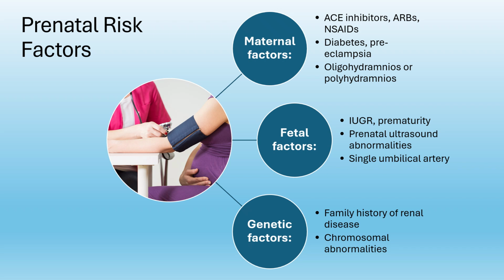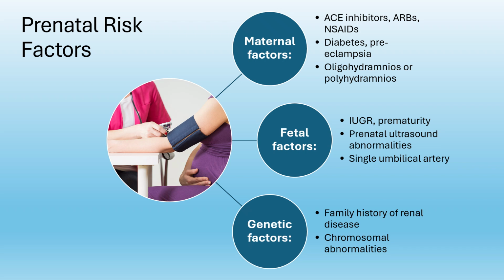Fetal factors compound these risks. IUGR represents chronic placental insufficiency, limiting nutrients and oxygen during critical developmental windows. These babies have fewer, smaller nephrons, a deficit that persists lifelong. Prematurity interrupts nephrogenesis before completion. A 26-week infant misses 10 weeks of kidney development, starting life with perhaps 60% of normal nephron number.